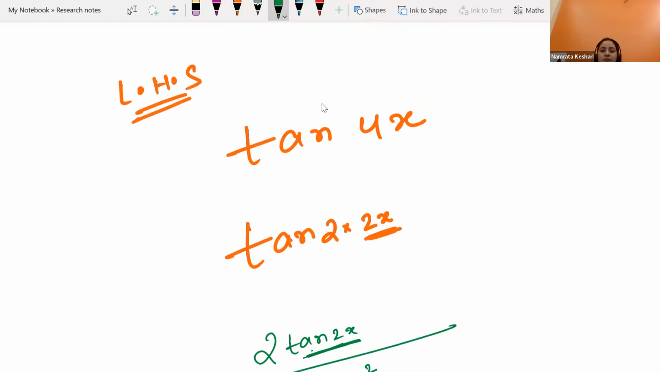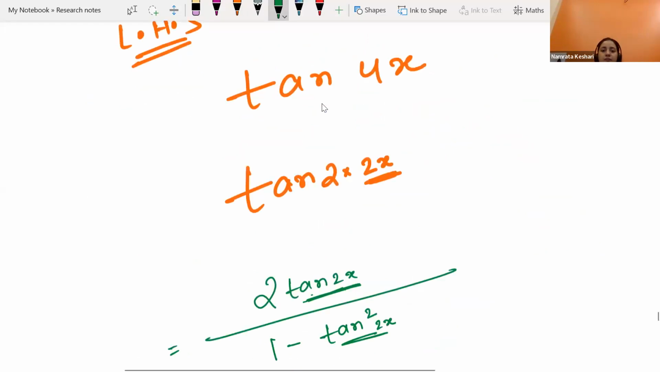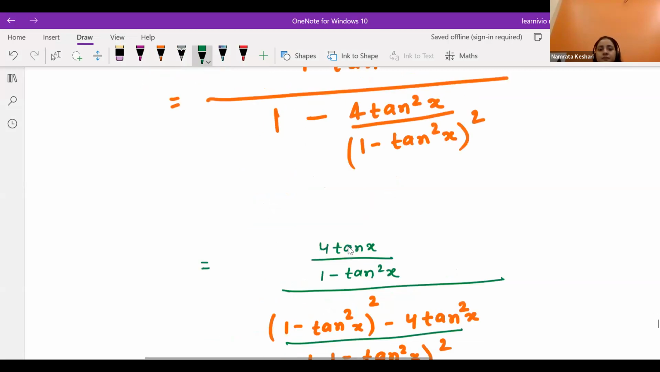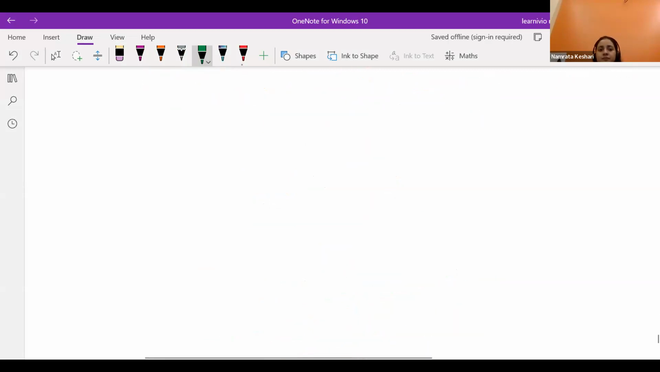Ma'am, I have a doubt. Yes, Alina, please. Ma'am, in today's test, the MCQ question: the value of tan 1 degree, tan 2 degree, tan 3 degree till tan 89 degree, and in options it's 0, 1, 1 by 2 or not defined. Okay, we'll be doing that. First note it down.